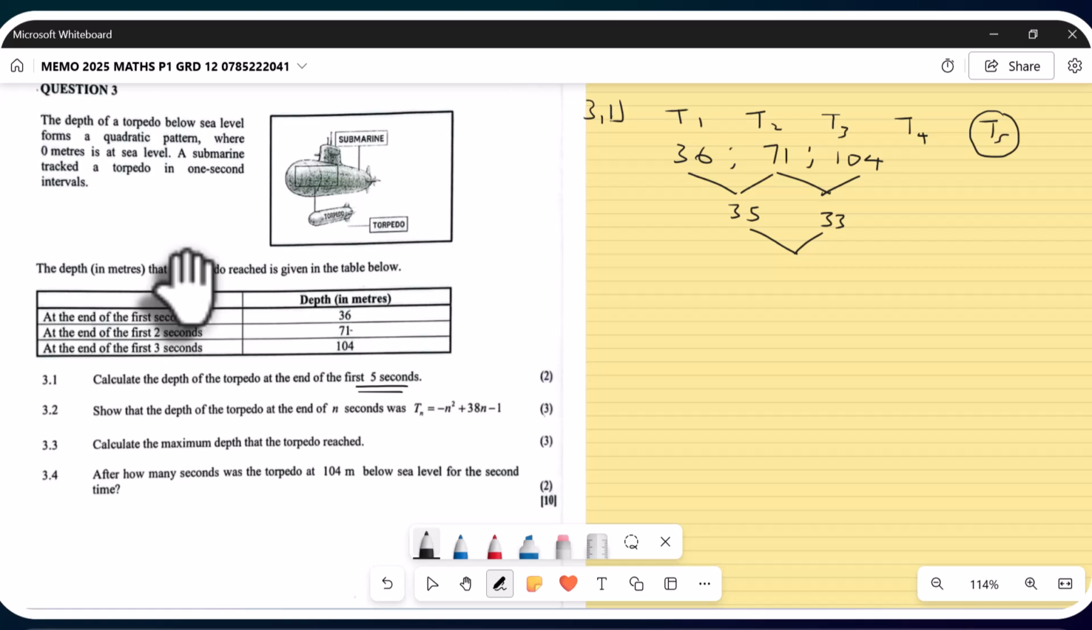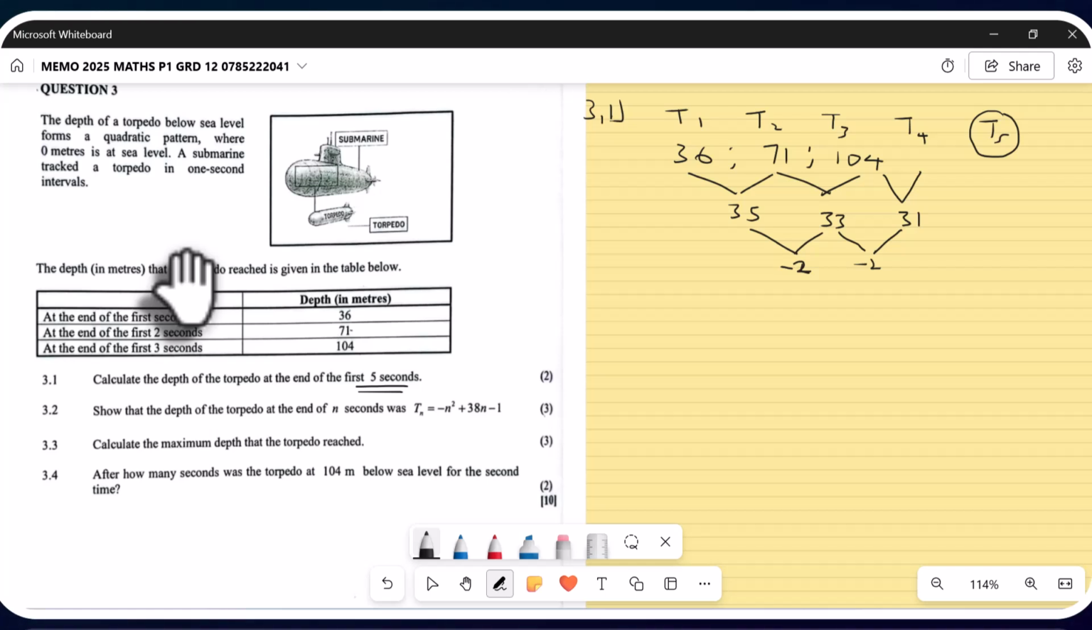Now, being a quadratic pattern, you've got this constant second difference. We say 35 minus 2, you get 33. So I'm going to say again 33 minus 2. What do you get, guys? You get 31. And then to get my next term here, which is T4, I just say 104 plus 31. What do I get? I get 135.